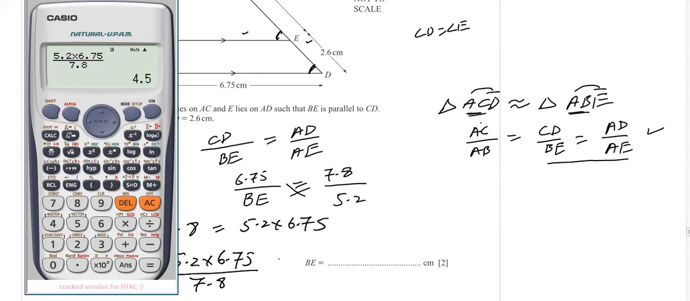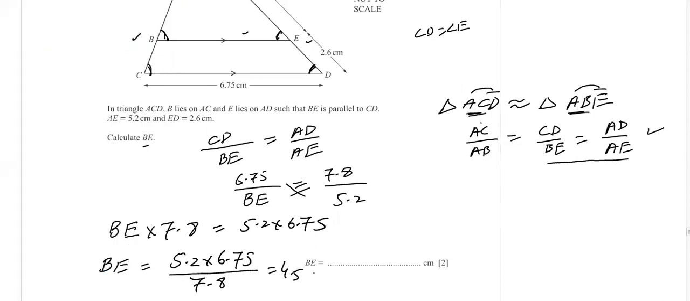So 4.5. BE is 4.5 centimeter. So using the property of the similar shapes, we found that one. Whenever the shape is given and the lines are parallel, one hint I want to give you is that most probably the shapes are in the same situation and will be similar shapes. And for similar shapes, we always take the ratio of the corresponding sides as equal. And I use the property as I found clearly.